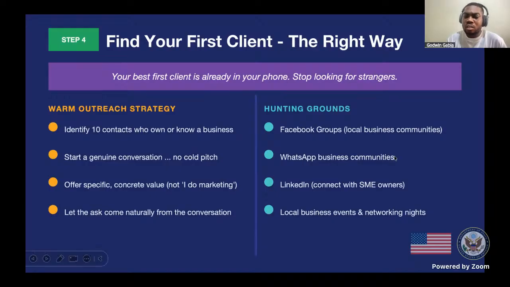Then WhatsApp business communities. You're in a lot of WhatsApp business communities. If you find a group that talks a lot about business and people are very interested in business in that area, or there are entrepreneurs in that group, then you can also hunt for customers there. And hunting, let me just say this, doesn't mean that you just go and message people privately anyhow. No, that's not how it works.